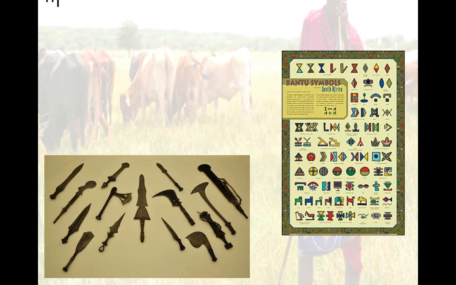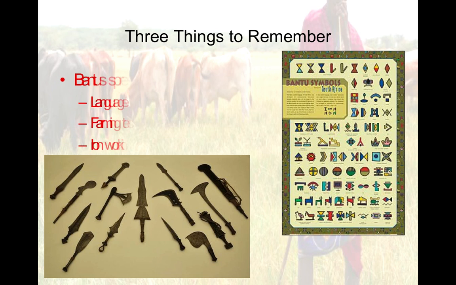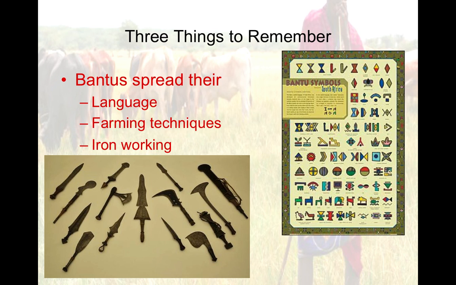But the big thing just to remember with the Bantu migration is that there are three things. One, their language spreads, the Bantu language spreads. Two, their farming techniques spread throughout sub-Saharan Africa in areas where it's viable. And three, they spread their skills of ironworking and iron metallurgy. And so those spread throughout sub-Saharan Africa, which allow it to continue to advance as we progress through time.